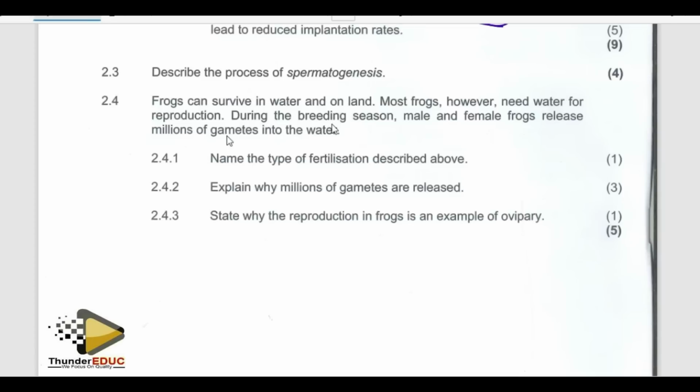Fertilization, look, where is it taking place? Millions of sperms are released, the gametes into water, meaning that it's not inside the female. So the answer is going to be external fertilization. Yes, external fertilization. Explain why millions of sperms are released. Why do we have to release millions and millions of sperms? To increase the chance of these sperms to meet the ovum so that successful fertilization can take place. That's what they are looking for.